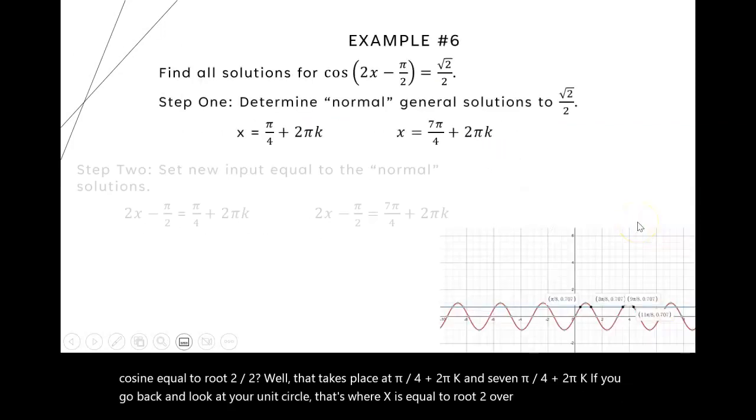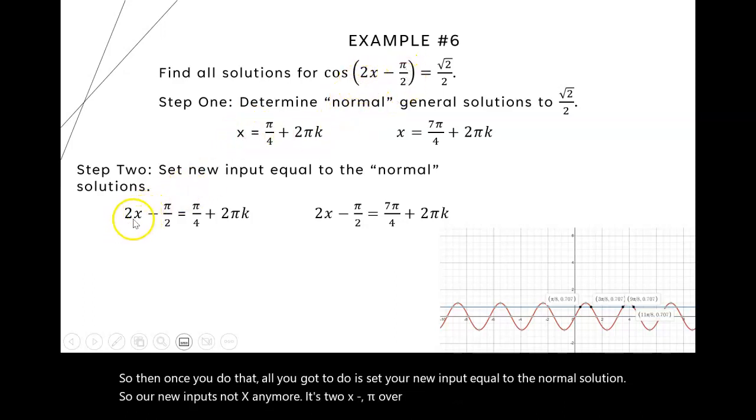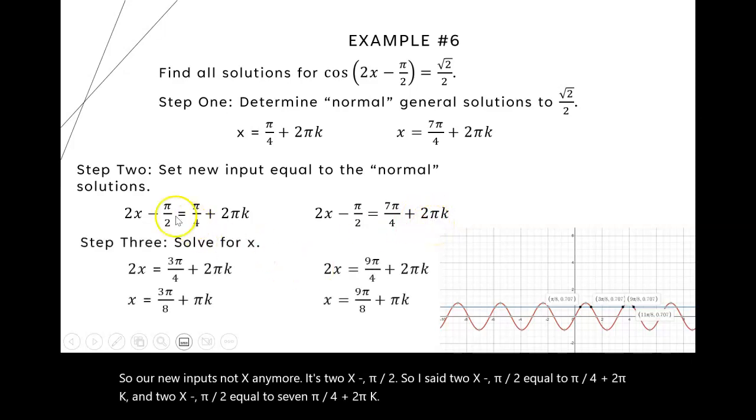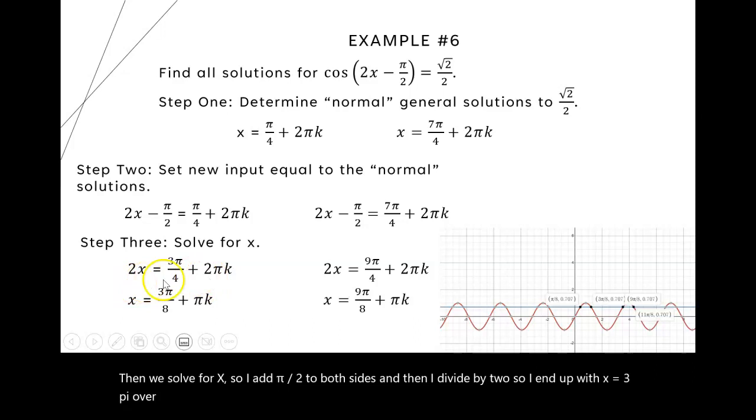Then once you do that, all you got to do is set your new input equal to the normal solution. So our new input's not x anymore, it's 2x minus pi over 2. So I set 2x minus pi over 2 equal to pi over 4 plus 2 pi k, and 2x minus pi over 2 equal to 7 pi over 4 plus 2 pi k. Then we solve for x. So I add pi over 2 to both sides, and then I divide by 2. So I end up with x equals 3 pi over 8 plus pi k. So that divides everything by 2. And I get x is equal to 9 pi over 8 plus pi k when I solve the second set of equations.